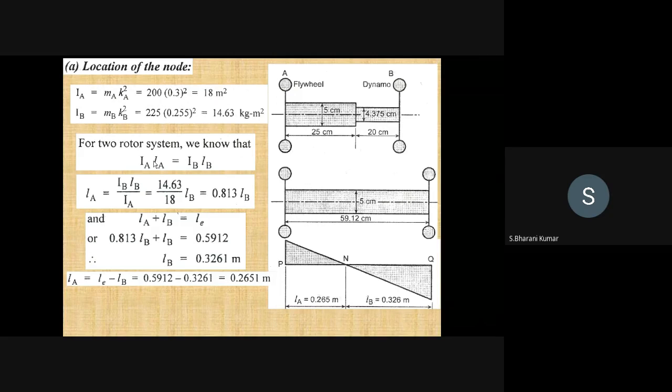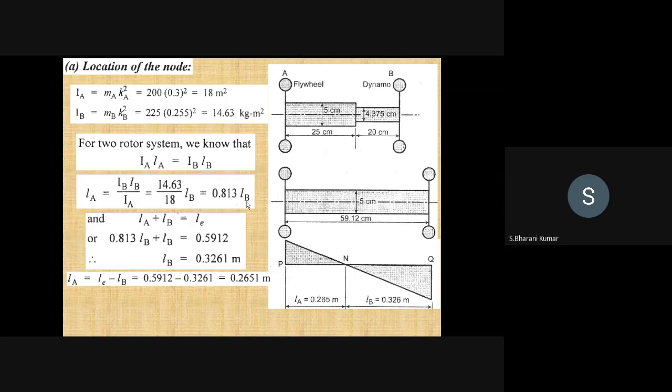So LA into IA is equal to LB into IB for the two rotor system, and you want to find the LA value. LA is nothing but LB into IB divided by IA, the same formula. Put in the values, you know the IA value and the IB value. Put them down here, so LA equals 0.813 LB.